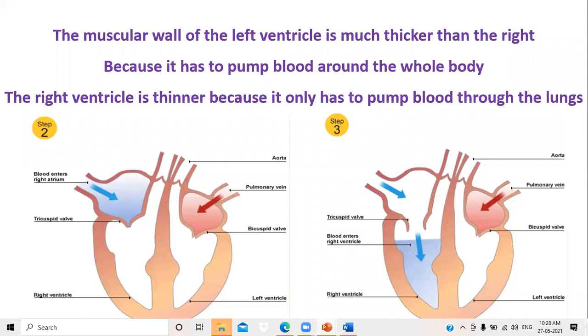Okay. Now let's talk about the journey. First, the deoxygenated blood. The deoxygenated blood, which is the blood that does not contain oxygen, enters the right side of your heart from the vena cava. This is the vena cava. So this is where the deoxygenated blood, the blood that does not have any oxygen in it, gets into the right side of your heart.